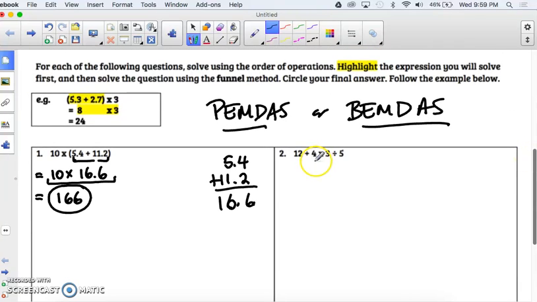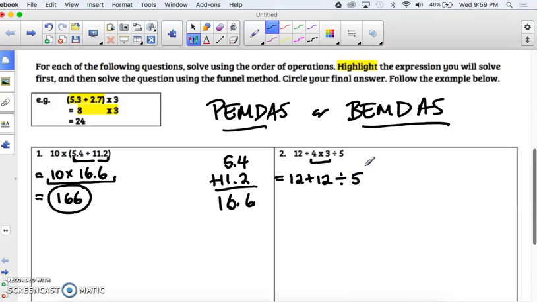What I'm going to do first is solve the multiplication. So I'm going to underline the 4 times 3. Underneath, I'm going to recopy the 12 plus because you haven't solved that yet. I'm going to write the answer to 4 times 3 right below. 4 times 3 is 12. I'm going to recopy 12 divided by 5.